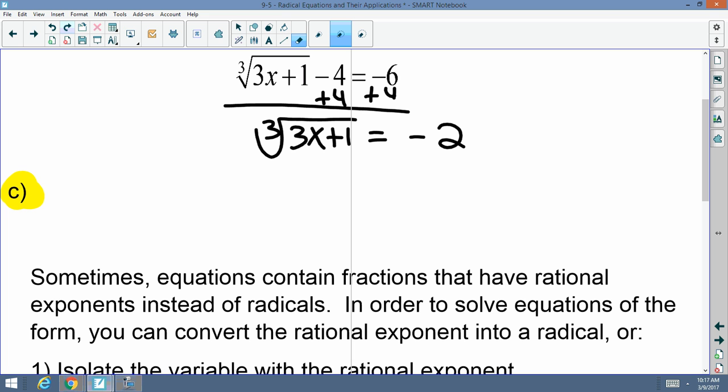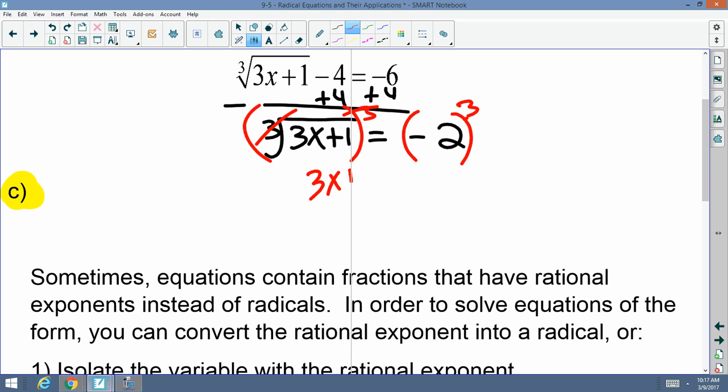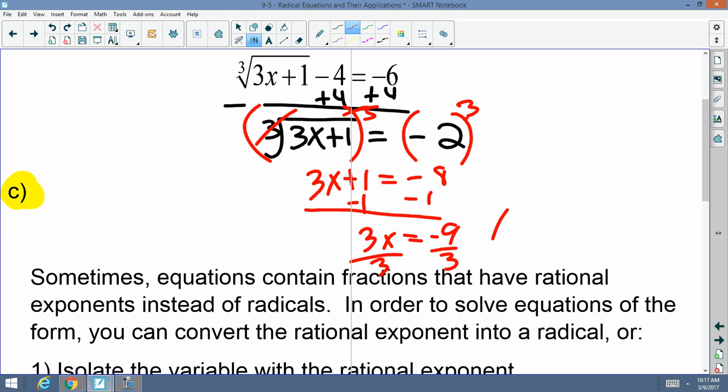So how do I get rid of that radical now? You're going to cube both sides. What happens when you cube a cube root? They're gone. 3x plus 1 equals negative 8. Done. Now, subtract that 1. 3x equals negative 9. That's perfect. So x equals negative 3.